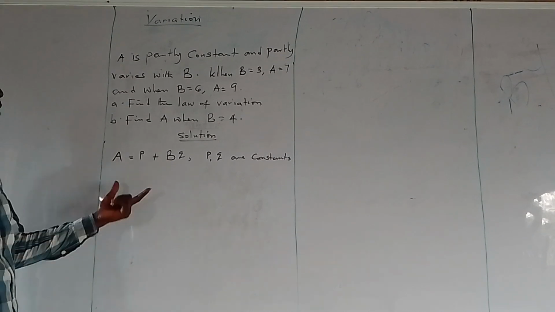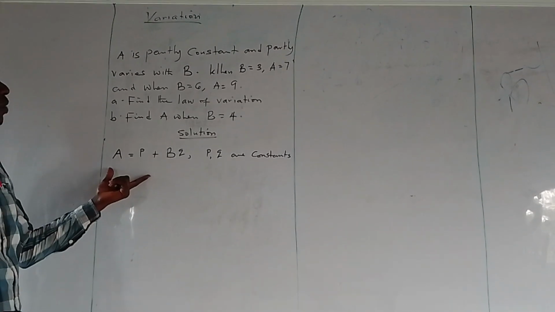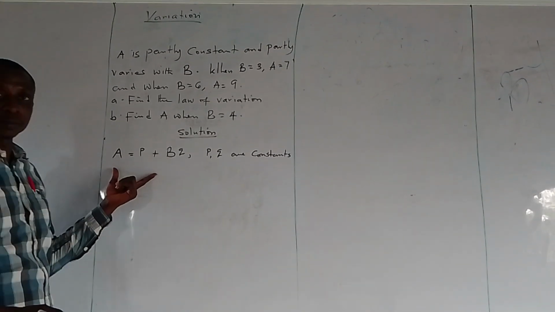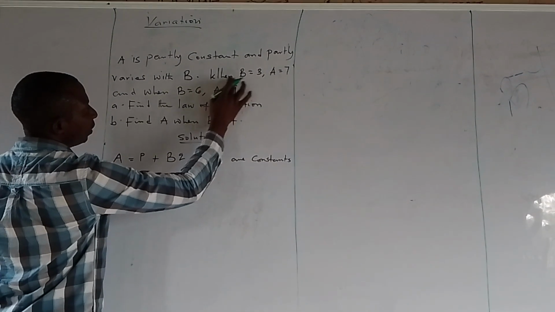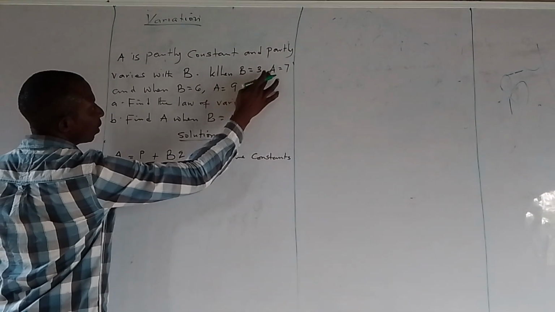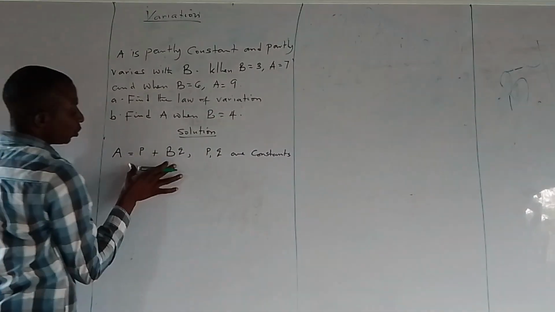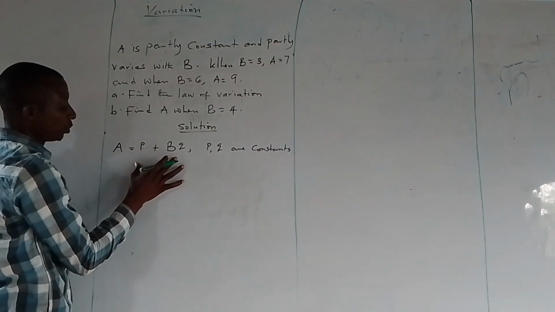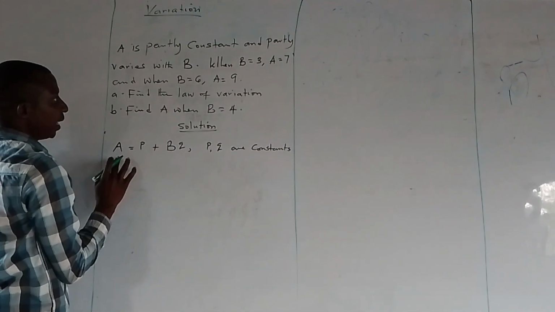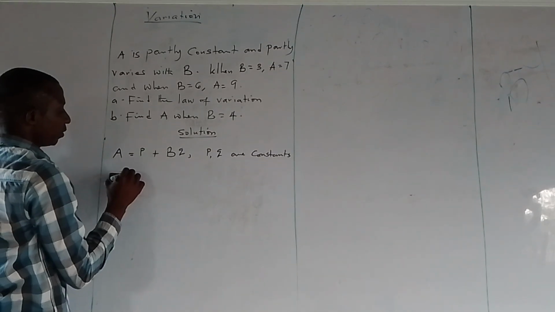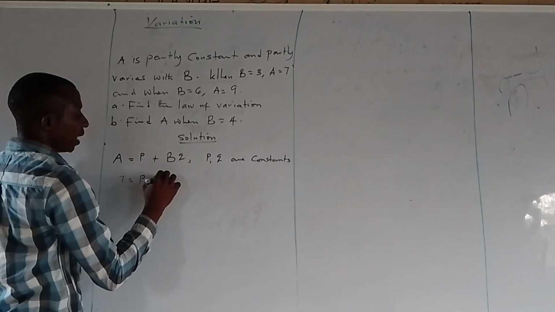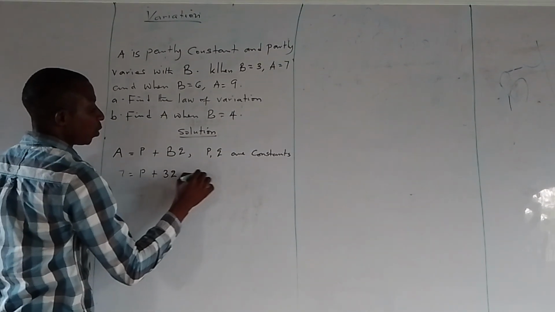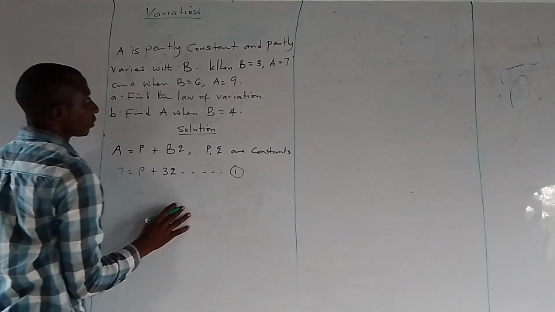Now the next thing is to get a pair of equations. Let's look at the first values given. We are told that when B is 3, A is 7. So we substitute inside this equation. B is 3, A is 7. So we have 7 equals P plus 3Q. We call this equation 1.